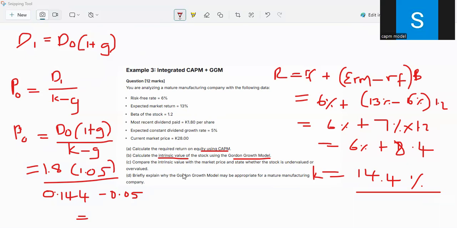So what was the market value for the stock? It was 28. And the intrinsic value we've just found is 20.11. So which one is better? What can we say? We can simply say that the market price is greater than the intrinsic value, so it is overvalued. Okay, so I'll send you questions on the Gordon's model. I don't know what revision you've been doing during the day.